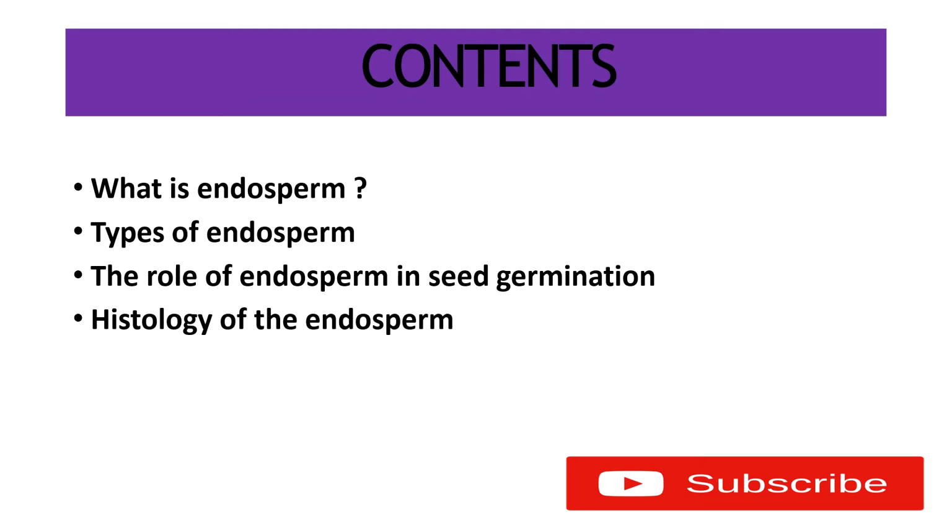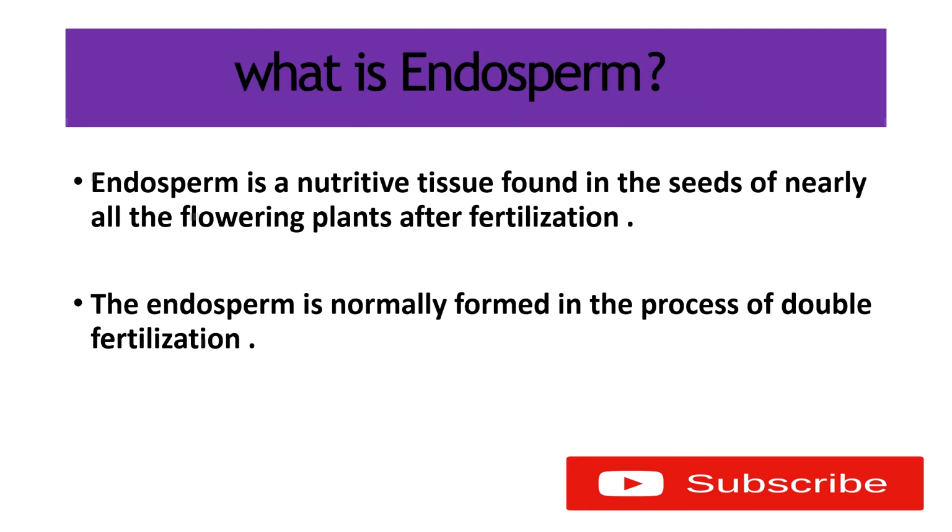So first of all, what is endosperm? The endosperm, as we know, is a nutritive tissue found in the seeds of nearly all flowering plants after fertilization. I told you how it is formed: it is the result of the fusion of one of the male gametes with the secondary nucleus. The endosperm is normally formed in the process of double fertilization.